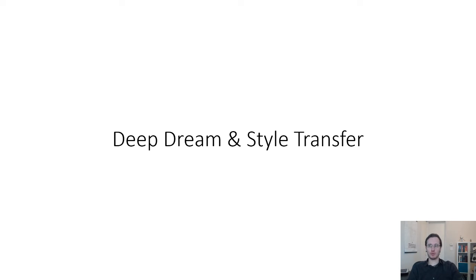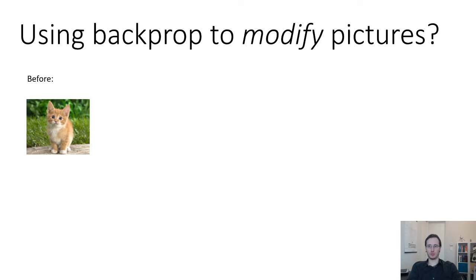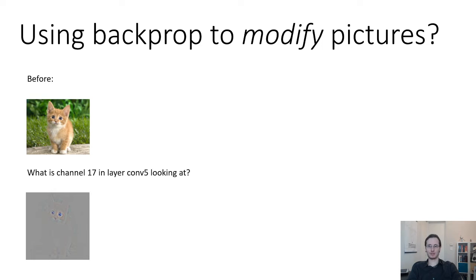All right, so in the last portion of today's lecture, we're going to shift gears a little bit, and instead of talking about visualizing filters, we'll actually talk about using some similar techniques to actually modify images. So before, we wanted to ask this question: given a particular picture, what is channel 17 in layer con 5 looking at in this picture? Or, in general, what is channel 17 in layer con 5 responsive to?